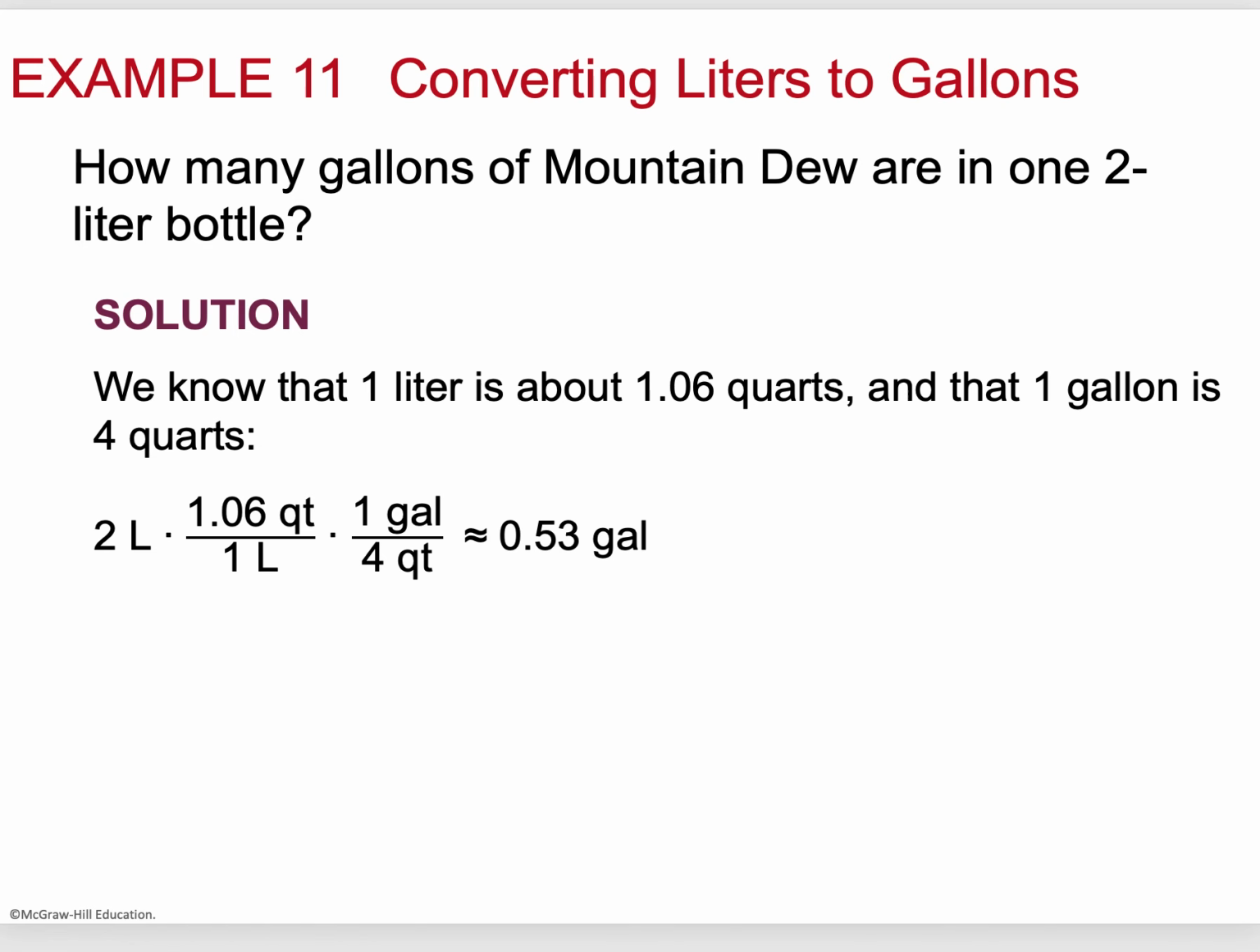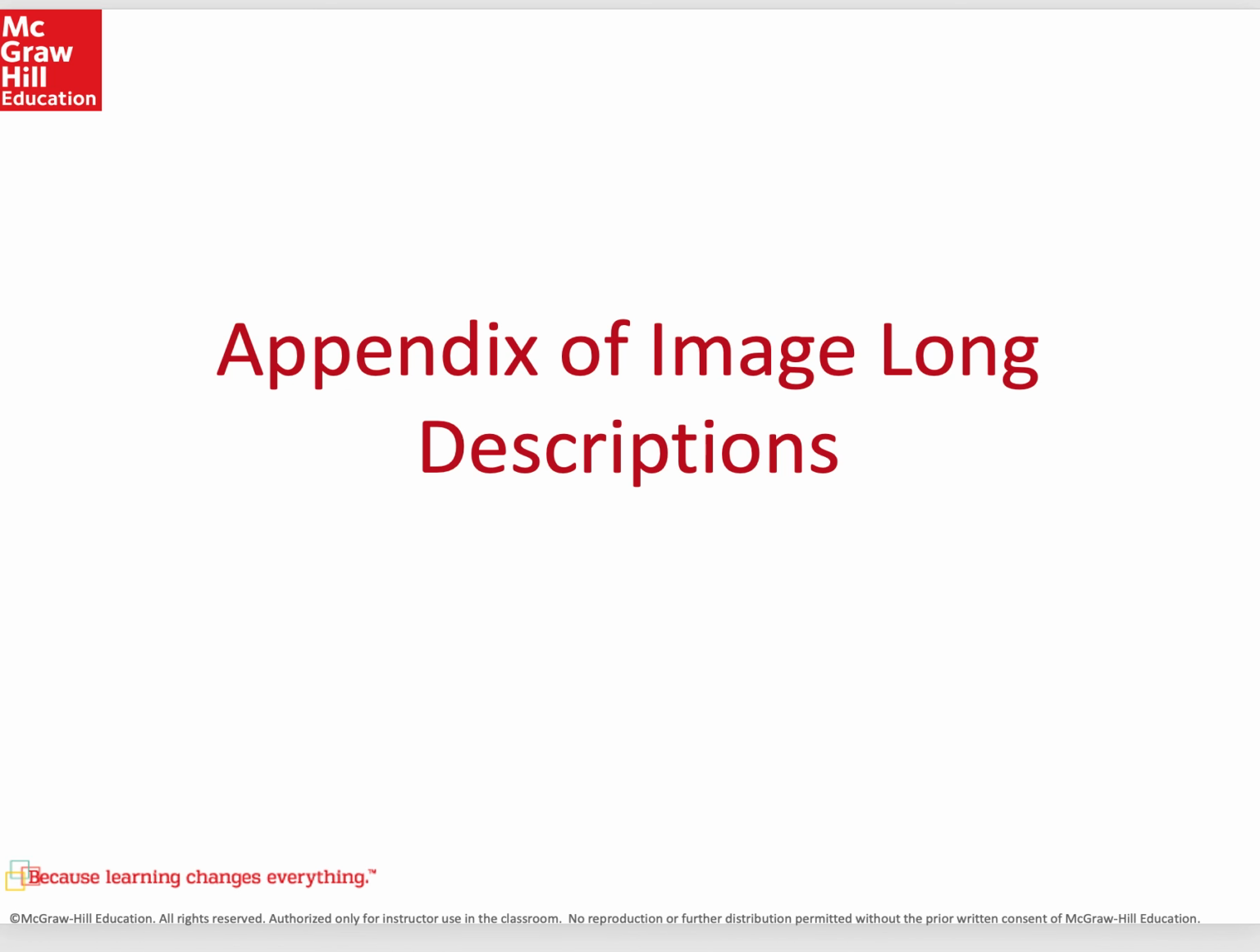If I want to convert from liters to gallons, so I have a 2-liter bottle, I can't go straight from liters to gallons. I have to go from liters to quarts and then quarts to gallons. So since I have liters, I need liters in the denominator. And then I have quarts and I need to get to gallons, so quarts must be in the denominator. So if you notice, there's always this relationship where the unit is on the opposite part of the fraction. And that gives us 0.53 gallons.